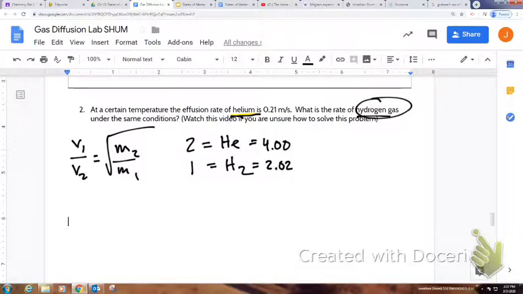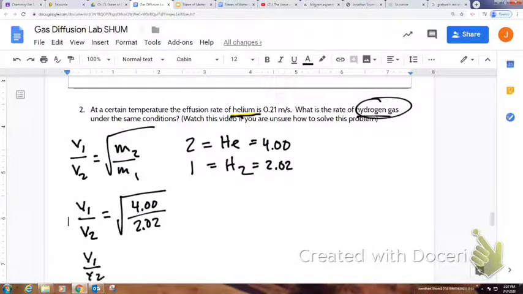All right. So I'm going to plug this in. So V1 over V2 equals, and then M2 is 4.00 over 2.02. So you got to do 4 divided by 2.02, take the square root of that. So I get V1 over V2 equals 1.41, all right?